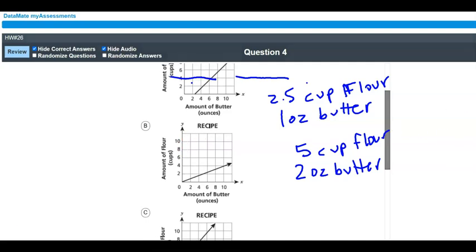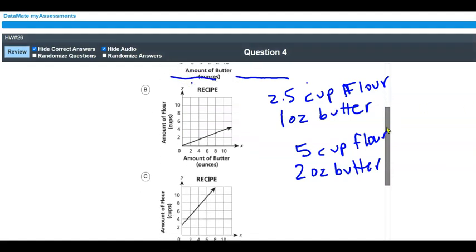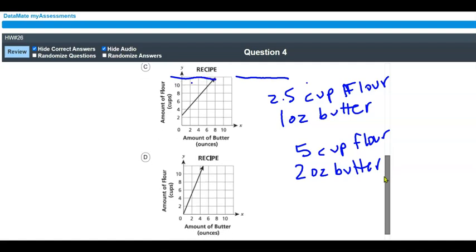Again, we're looking for this relationship here of 1 ounce of butter is 2½ cups of flour, and that 2 ounces of butter is 5 cups of flour. Again, I'm not seeing that on the graph, so we're going to scroll down again to options C and D. So let's take a look. For every 1 ounce of butter, we need 2½ cups of flour. And for every 2 ounces of butter, we need 5 cups of flour.